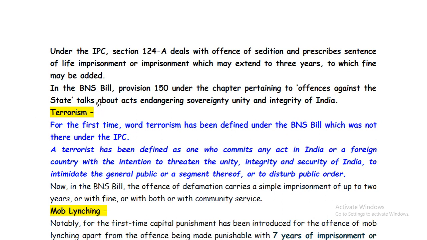We know that sedition means you are doing something that is against the state interest, or against the security of the state. So now it is said that provision 150 of the BNS bill is talking about offenses against the state. That means those are the acts which are endangering the sovereignty, unity, and integrity of India.